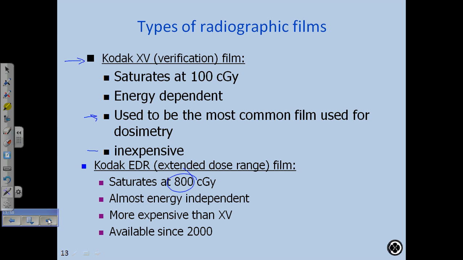So is this film faster or slower than XV? Slower, so it needs a lot more dose. The big advantage here was when IMRT came around, around 2002. We needed to check our IMRT patterns, and we were using film. If we used XV, saturated at 100 centigray, and we wanted to look at the composite distribution, how much do we treat our patients with on a daily basis? What's a typical dose we treat our patients with?